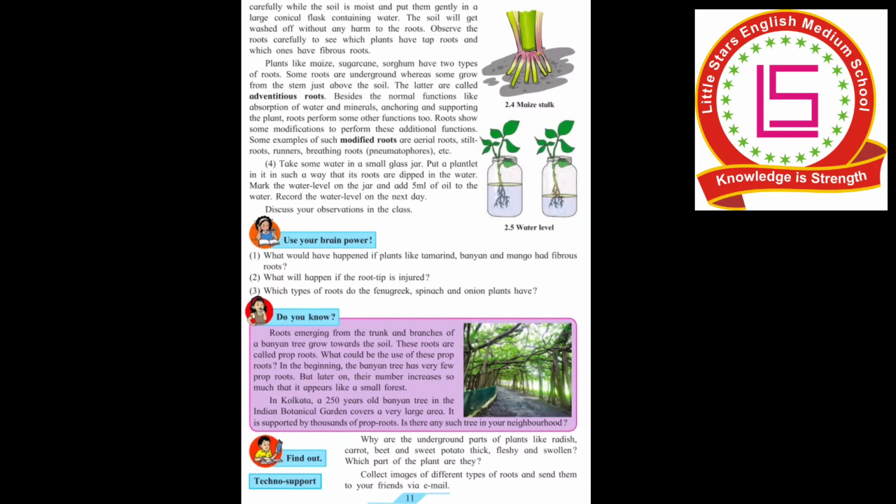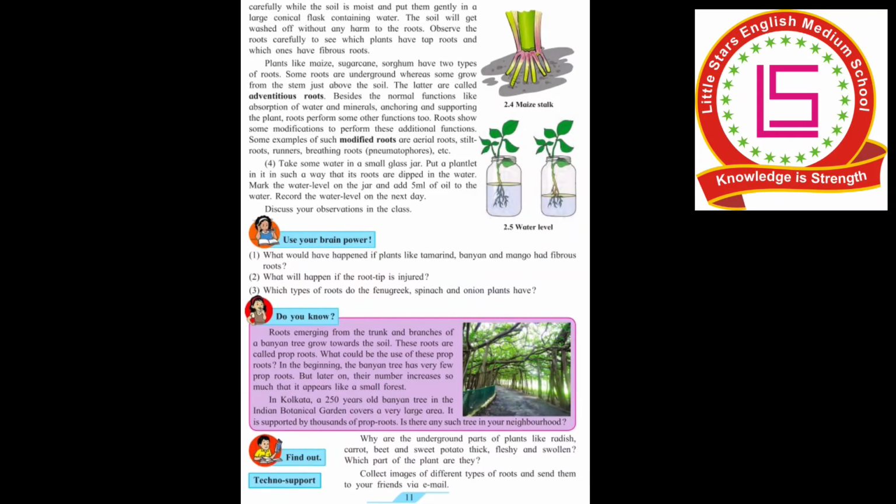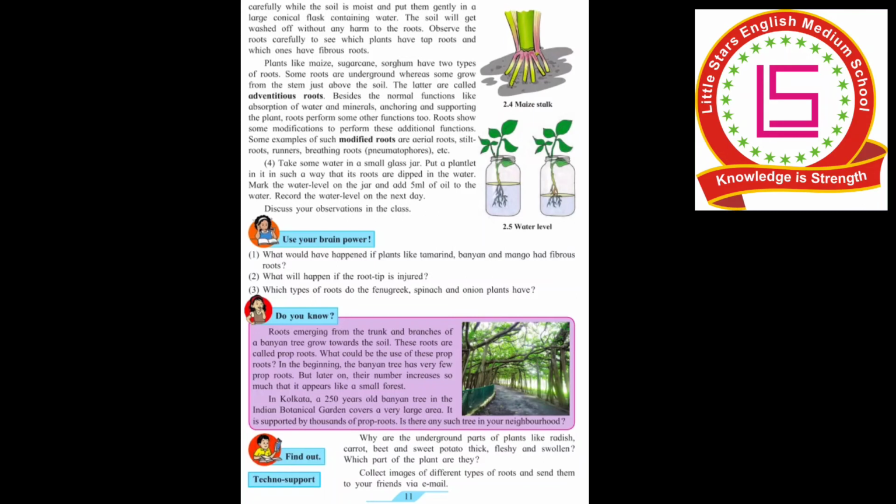What could be the use of these prop roots? In the beginning, the banyan tree has very few prop roots, but later their number increases so much that it appears like a small forest. In Kolkata, a 250-year-old banyan tree in the Indian Botanical Garden covers a very large area. It is supported by thousands of prop roots. Is there any such tree in your neighborhood?